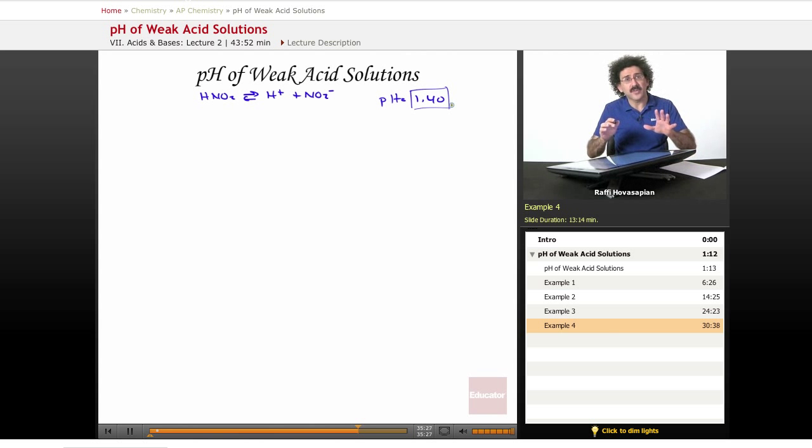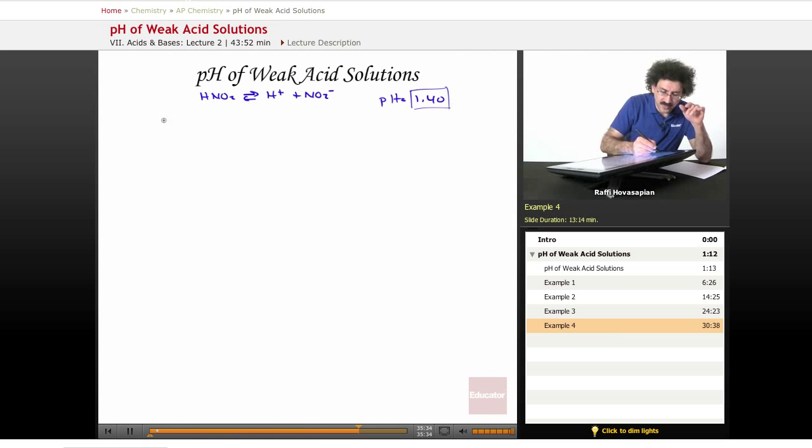Now the question is, the second part, how do we find the cyanide ion concentration? Okay, let's write down the cyanide equilibrium. We need to find the cyanide ion concentration, so we need to work with the cyanide equilibrium. HCN goes to H plus plus CN minus. Ka equals 6.2 times 10 to the negative 10.